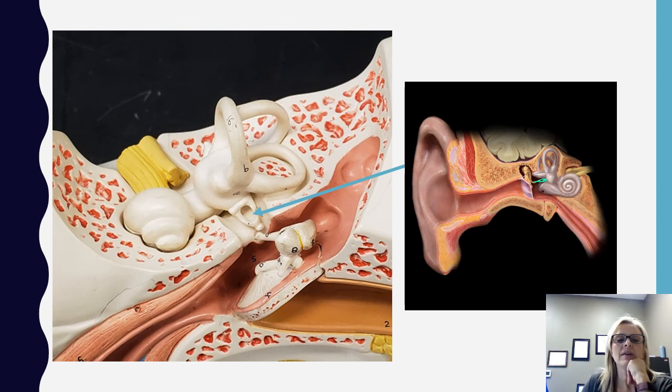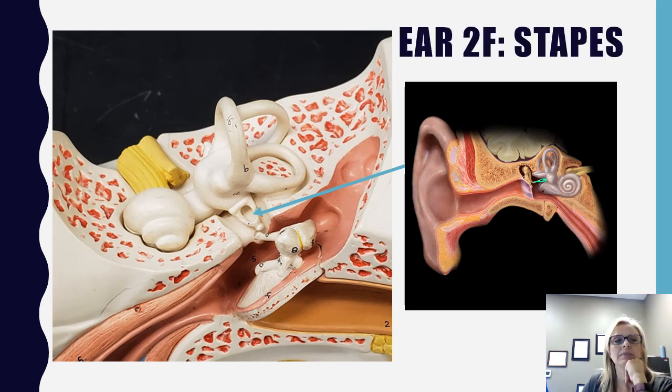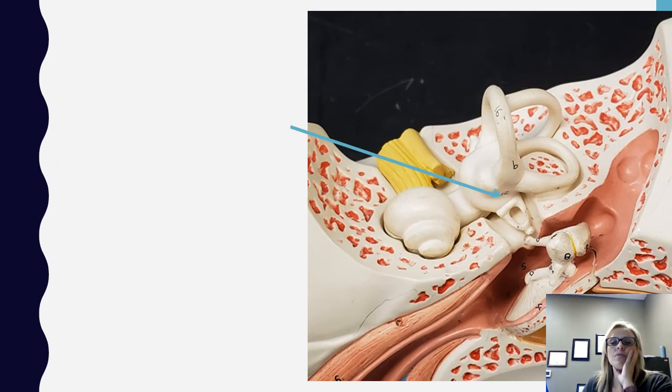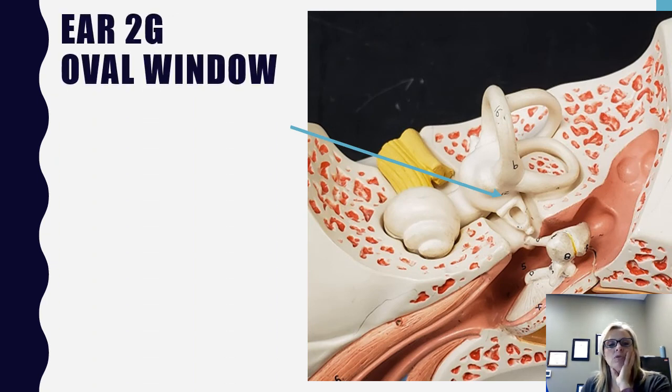Then lastly here we have the stirrup, okay? So the stirrup, with malleus, incus, stapes. This is the stapes. This is another smaller membrane that we'll talk about in lecture. This is going to be the oval window, and you can see this is deeper in the inner ear.